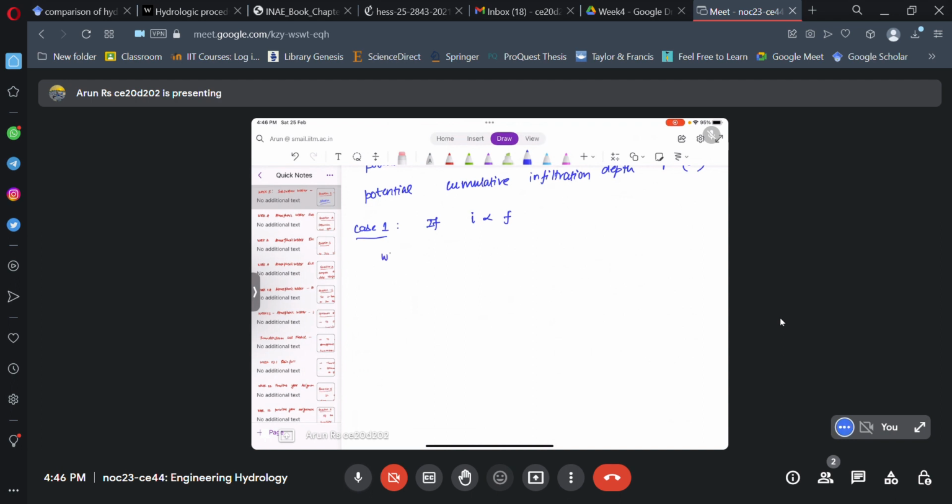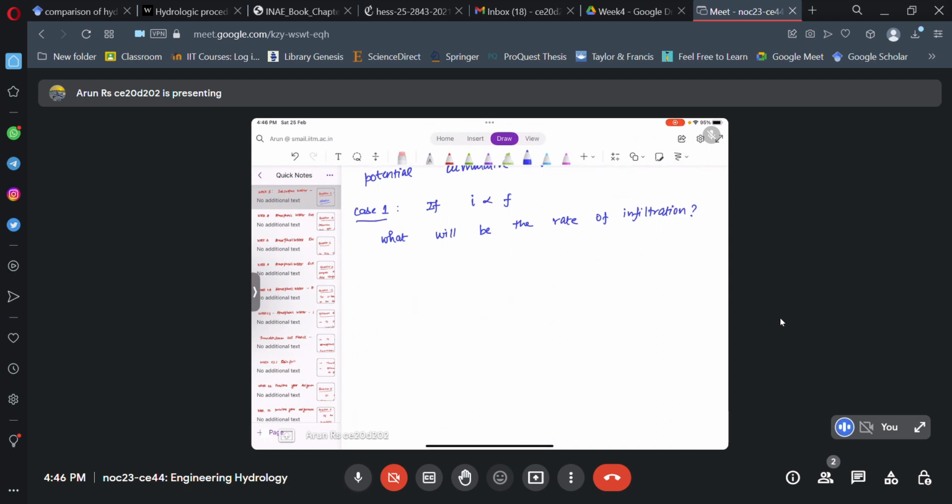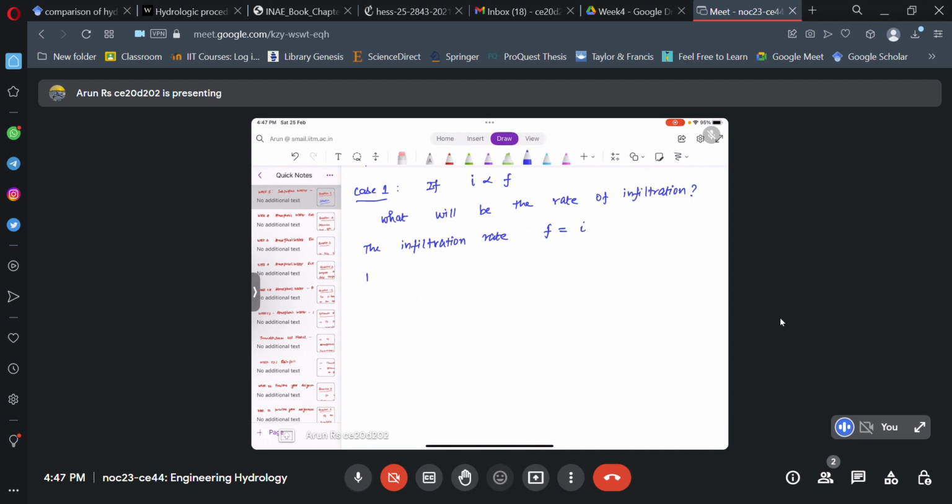So in that case, what will be the rate of infiltration? The potential rate of infiltration is higher, but the rainfall intensity is less. So the available water comes at a lesser intensity than the rate at which the soil can infiltrate the water. So in this case, the infiltration rate f will be equal to your rainfall intensity. This is the actual infiltration rate.